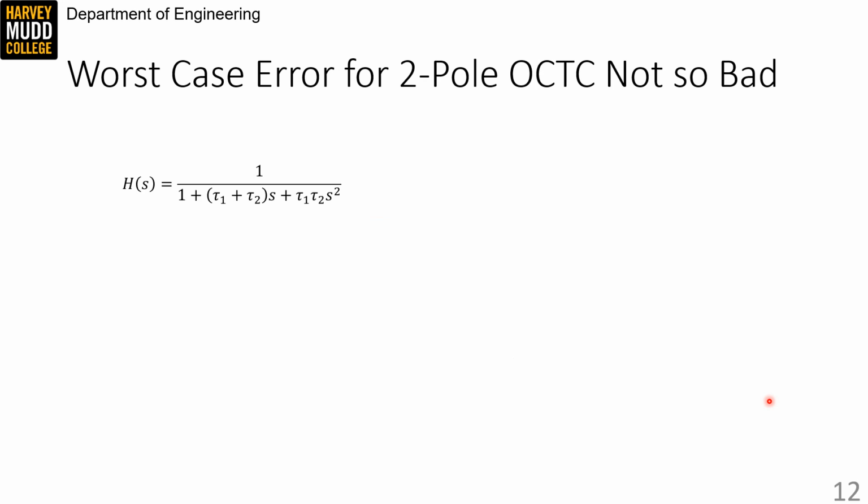Okay, so we had a great performance predicting the bandwidth of common emitter on the last slide. However, open circuit time constants can still fail. We're going to take a look at the worst case for open circuit time constants in a two-pole system on this slide. And I've put a two-pole transfer function on the top of the slide to kick us off.